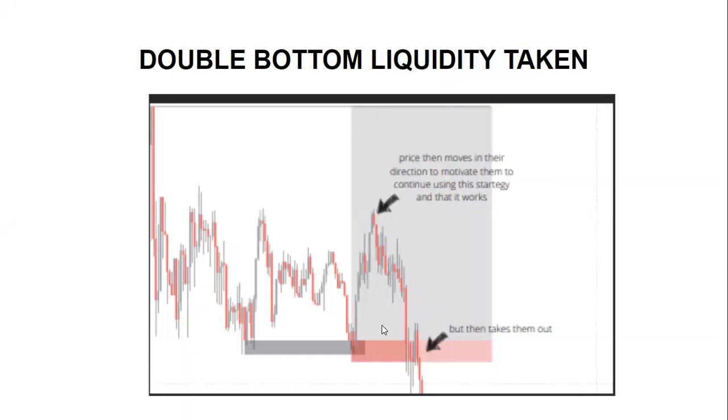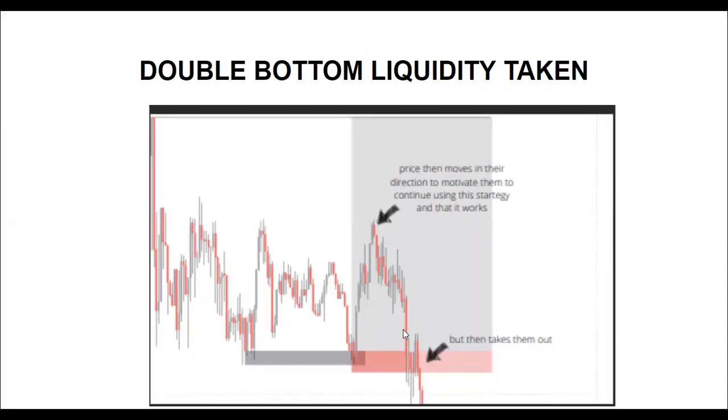That's the first breakout. That first breakout usually happens to liquidate the retailers from the market. So price moves in their direction to motivate them to continue using this strategy, and it works. But then it takes them out. Can you see now? They would have wanted to buy here, but they were taken out from the market.